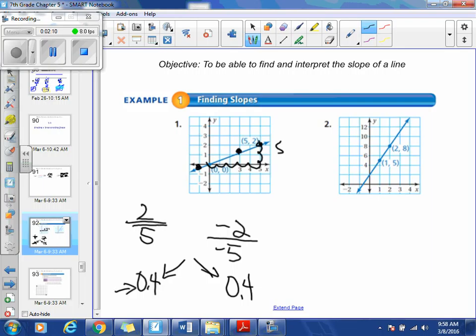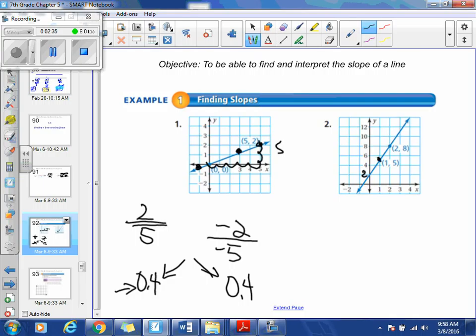Okay, number 2. Here, again, they picked 2 points for us on the line. I might have picked this point because it falls right on an intersection, which is super nice, but they picked different ones for us. So here, one thing important to notice is that our x-axis counts by ones. So that's pretty normal. That's what we're used to. But our y-axis is counting by 2s.